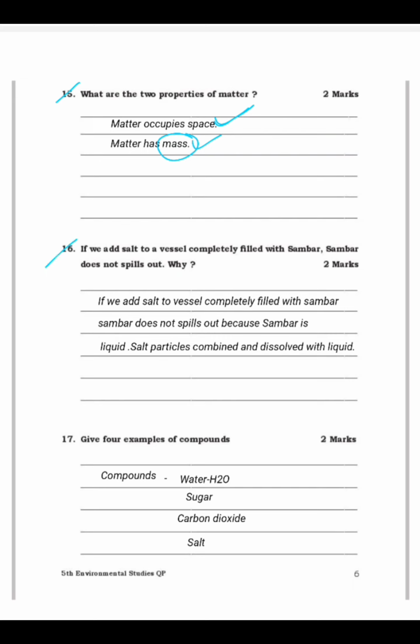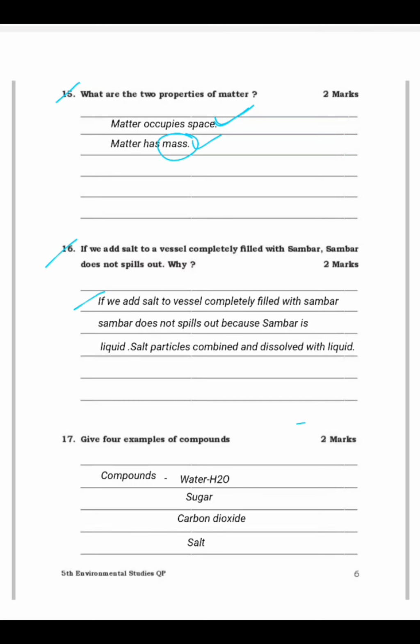Next, question number 16. If we add salt to a vessel completely filled with sambar, sambar does not spill out. Why? So you have a vessel, and that vessel contains the sambar. If you add the salt into it, the sambar does not spill out, it will not come out. Why? So you can see the answer here.